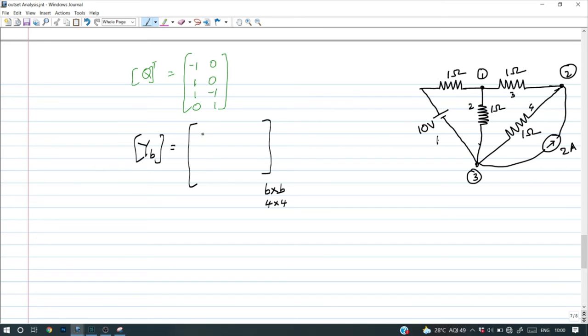So for the first branch, 1 ohm is there. Its reciprocal, 1 by 1, is 1 itself. The remaining off diagonal entries are zeros. For the second branch, 1 ohm is there, its reciprocal is 1 mho. Similarly, for the third branch, again 1 ohm is there, its reciprocal is 1 mho. Similarly, for the fourth branch also 1 ohm is there, so 1 by 1, that much mho will be there. So this is your branch admittance matrix.